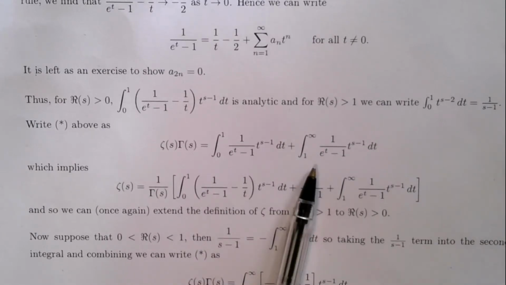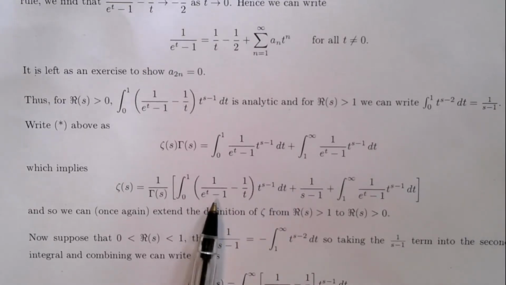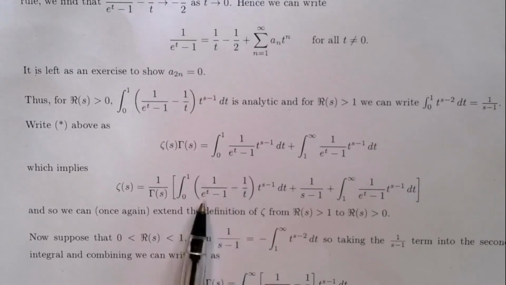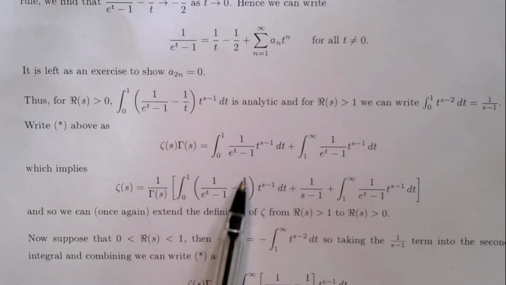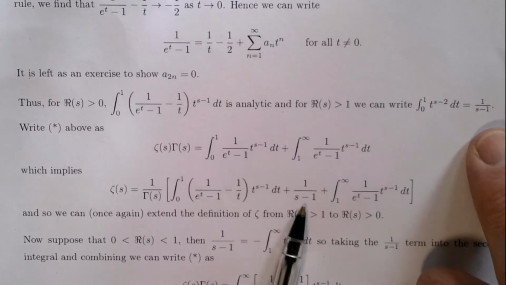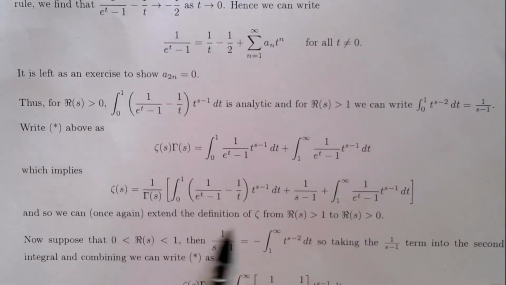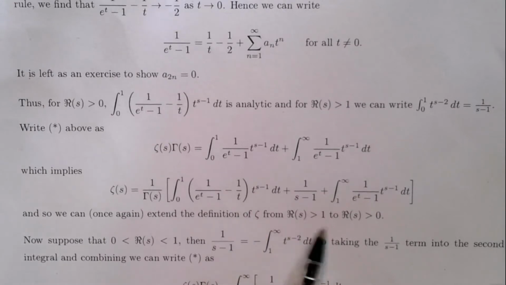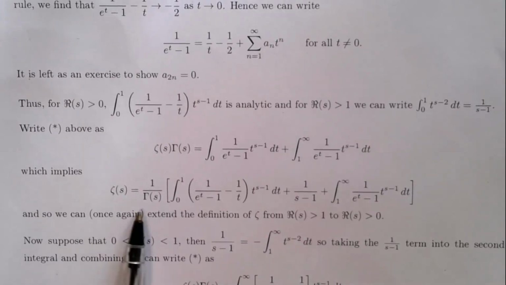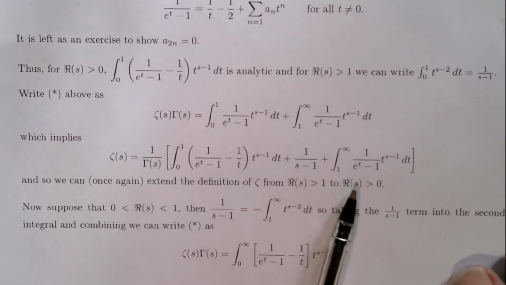I can then, in the first integral, replace the integrand by this. Now what have I done? Well, I've subtracted off 1/t times this, but that integral we saw above was just 1/(s-1), so I add it back in again. And then I've still got this integral here. Once again, we can now extend the definition of zeta using this formula from the real part of s bigger than 1. This gives us yet another analytic continuation, giving the same values, of course, because they're unique, to the real part of s bigger than 0.